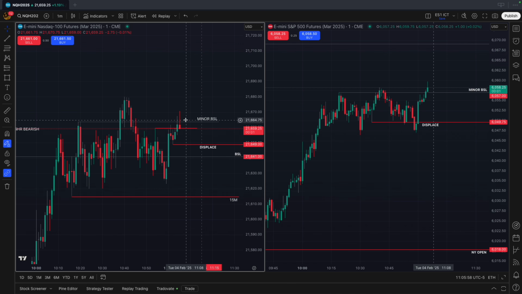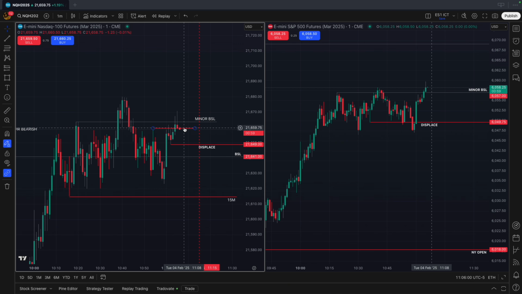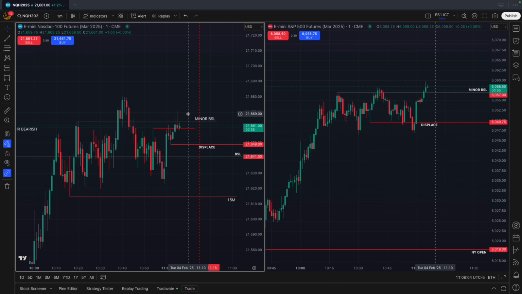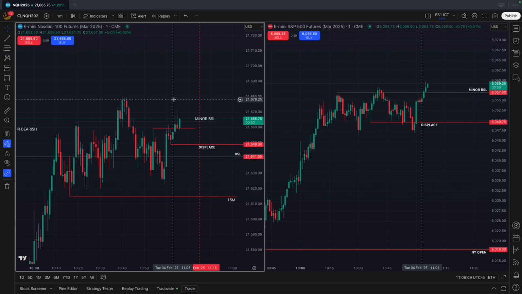If we displace lower now, this will be a 1-minute bearish uni and a higher time frame one. So we have a bearish SMT for NQ, and if we displace lower, this would be a bearish uni as well inside that 4-hour bearish gap.